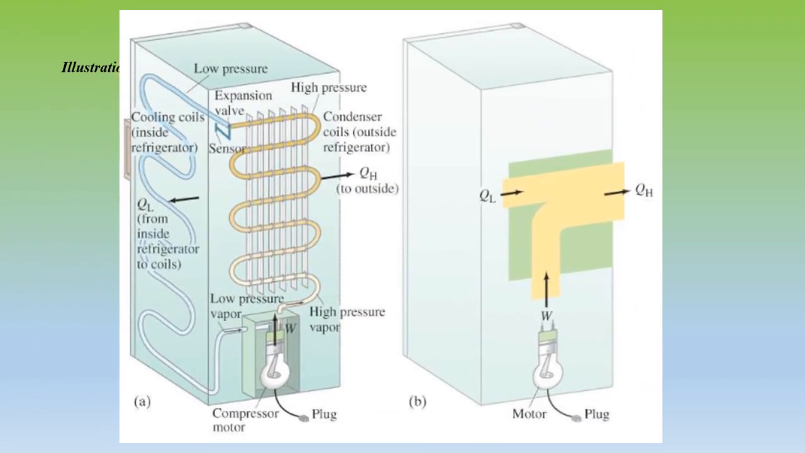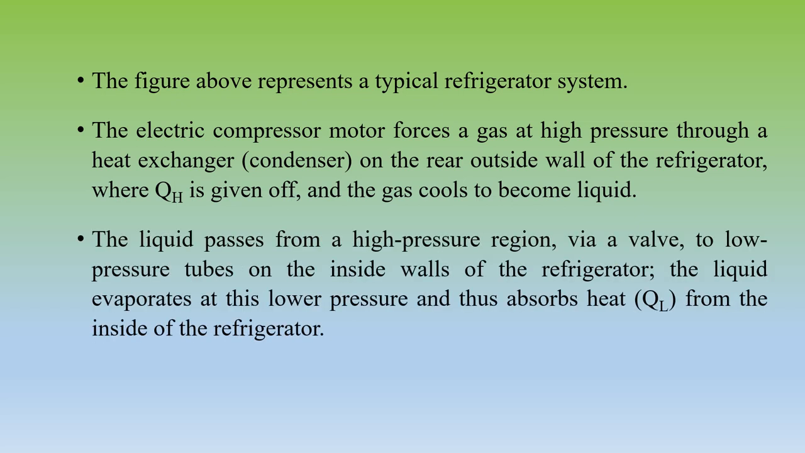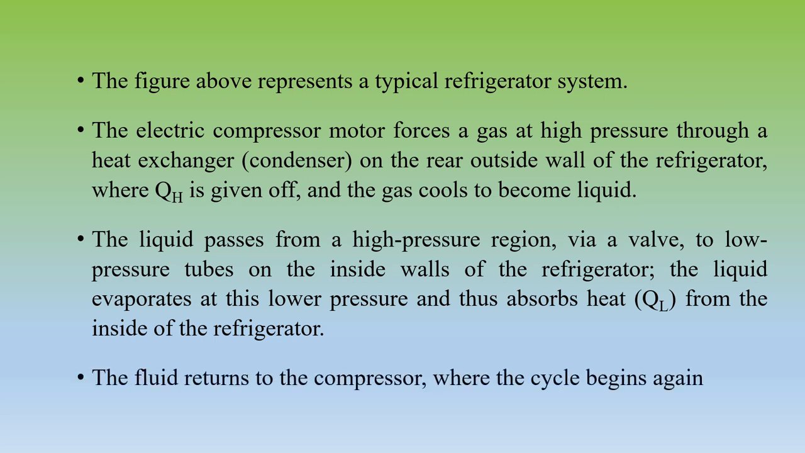The figure above represents a typical refrigerator system. The electric compressor motor forces a gas at high pressure through a heat exchanger, condenser, on the rear outside wall of the refrigerator, where QH is given off, and the gas cools to become liquid. The liquid passes from a high pressure region, via a valve, to low pressure tubes on the inside walls of the refrigerator. The liquid evaporates at this lower pressure and thus absorbs heat, QL, from the inside of the refrigerator. The fluid returns to the compressor, where the cycle begins again.